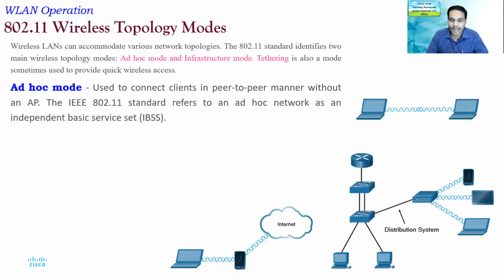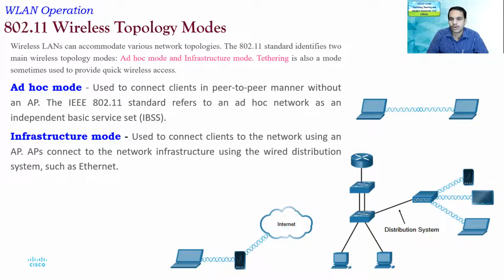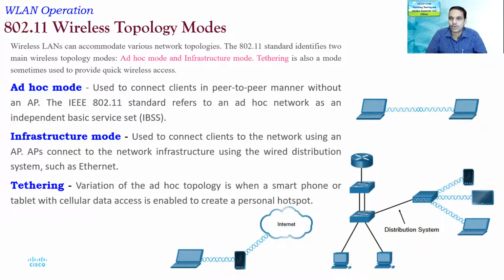Whereas the other way is infrastructure mode, where the clients connect to the network using an access point. This is all planned in advance. We have a distribution system connecting one access point to another access point, all those things. The APs connect to the network infrastructure using the wired distribution system such as your Ethernet. The third mode, as I just told you, is called tethering. It is a variation of the ad hoc topology where a smartphone or a tablet with cellular data access is enabled to create a personal hotspot. Most of us must have used this thing. That is called tethering mode.